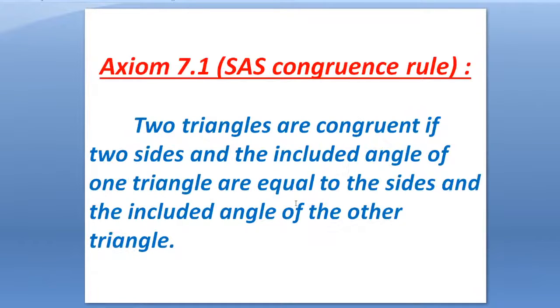Axiom 7.1, SAS, side angle side congruence rule. Two triangles are congruent if two sides and the included angle of one triangle are equal to the two sides and the included angle of the other triangle. Let me repeat it again.